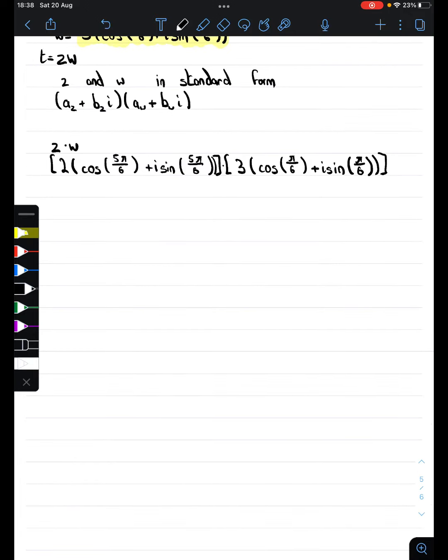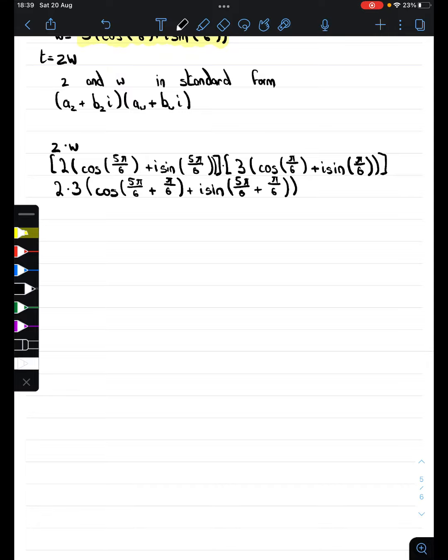So the product of these two is just the product of the magnitudes, so it's 2 times 3, and then you sum the arguments, so you sum the angles, cosine of 5 pi over 6 plus pi over 6, plus i sine of 5 pi over 6 plus pi over 6.